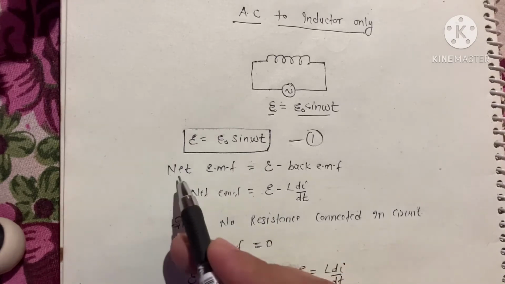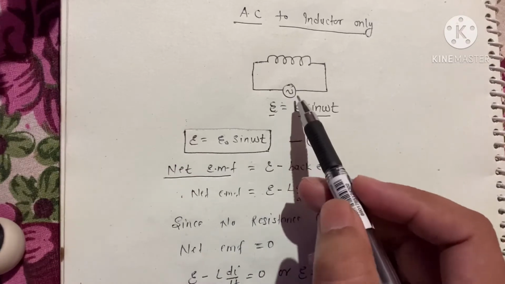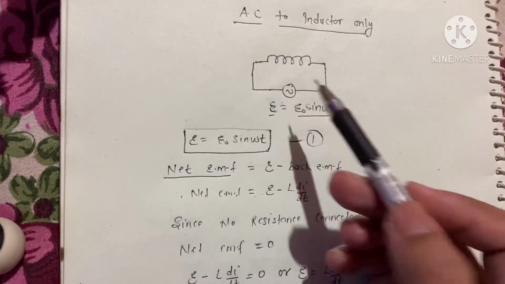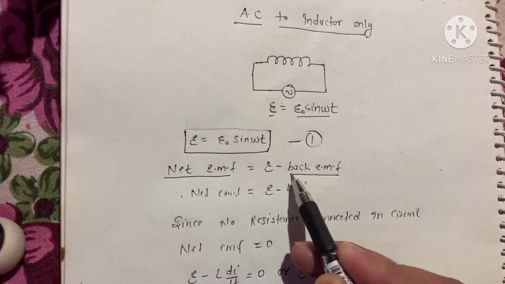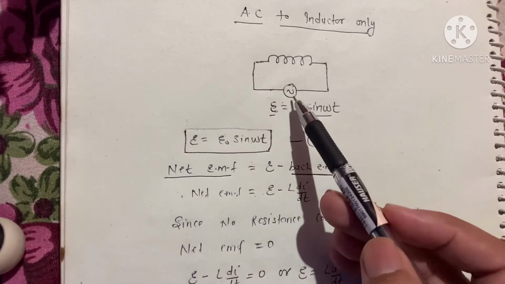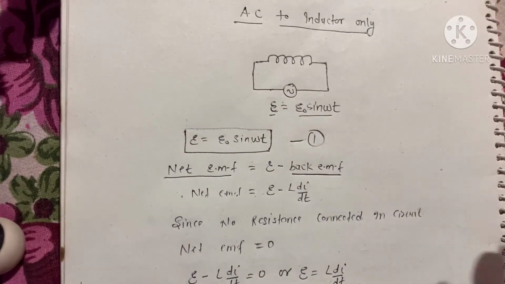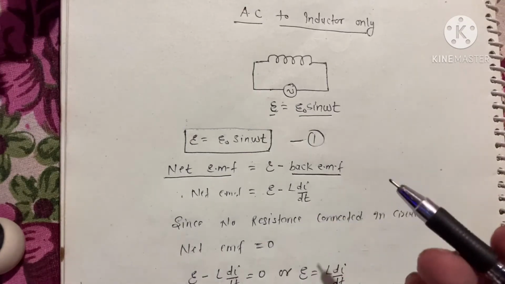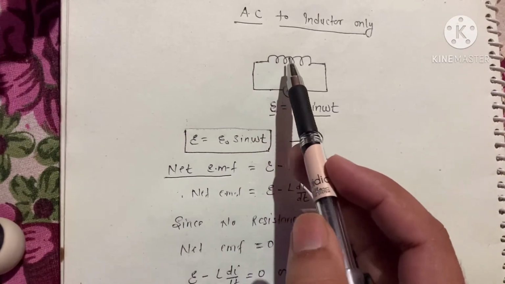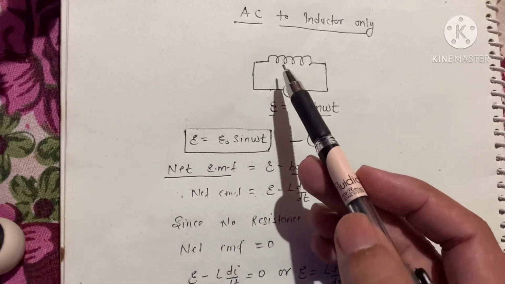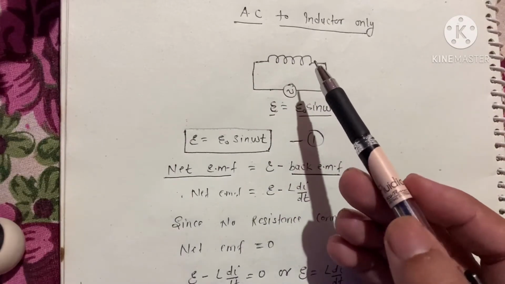So when this AC source is switched on, what will be the net EMF? Net EMF is equal to E minus back EMF. Now what is back EMF, students? We know that AC continuously changes its direction, and because of this change there is a changing magnetic flux. When current flows through a wire it produces a magnetic effect, which is called the magnetic effect of electric current.